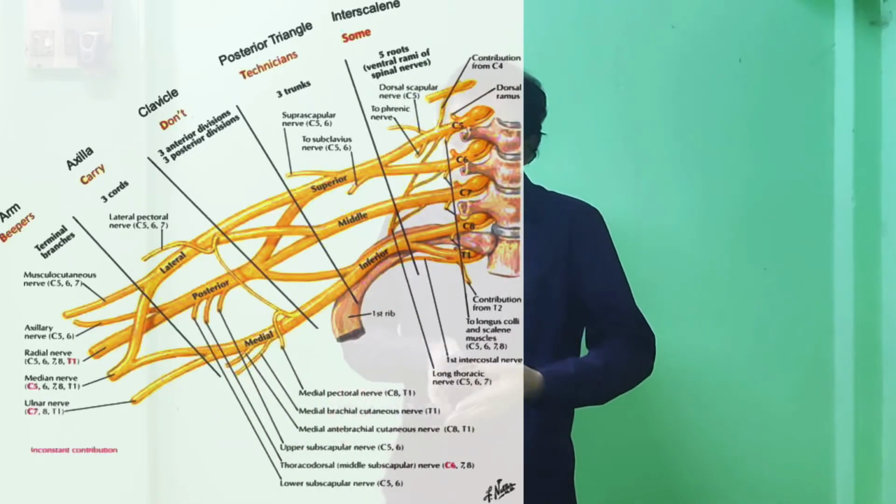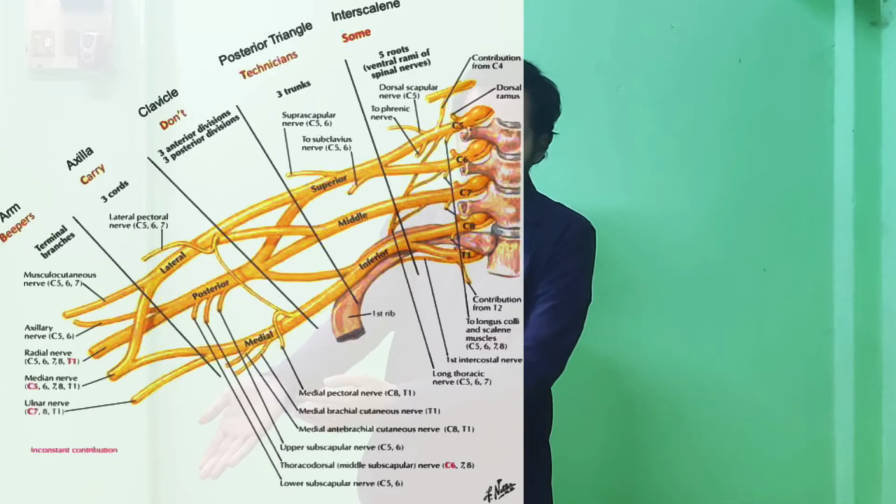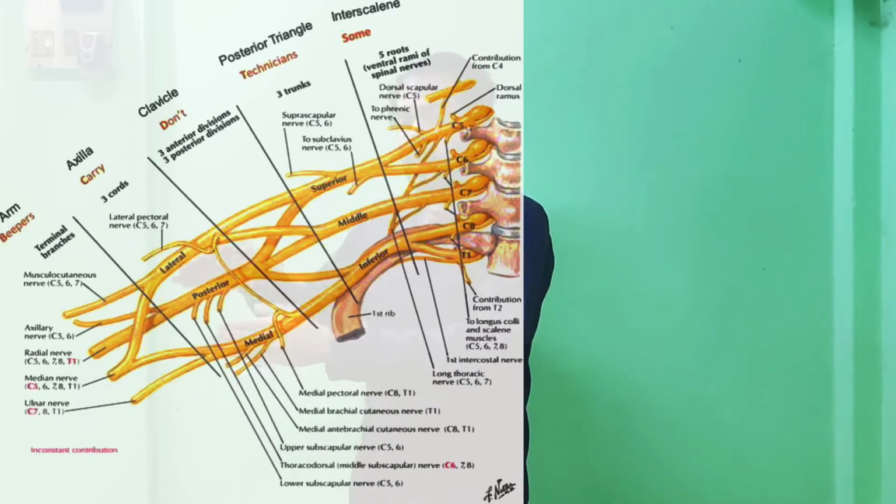Now this medial cord divides itself into two parts. One is the ulnar nerve. The ulnar nerve goes to this side of our hand, and the remaining part combines with the lateral cord and forms our median nerve.